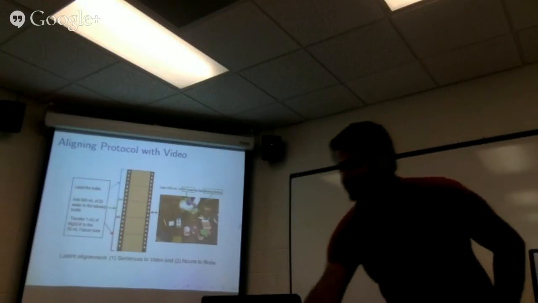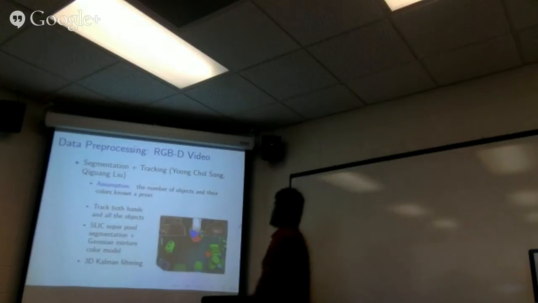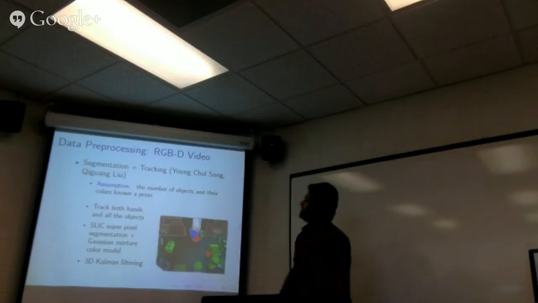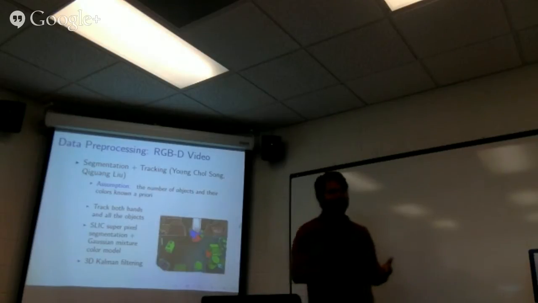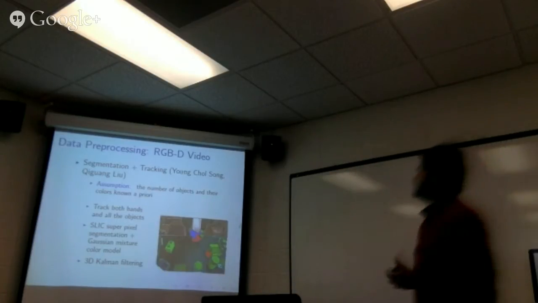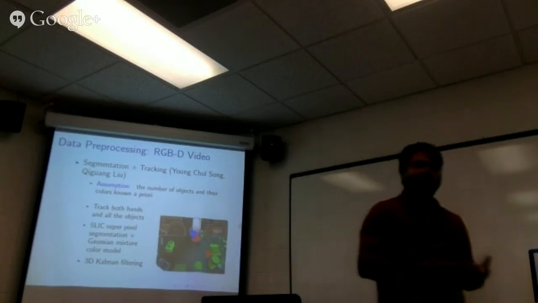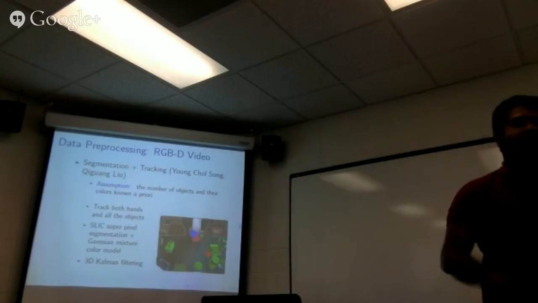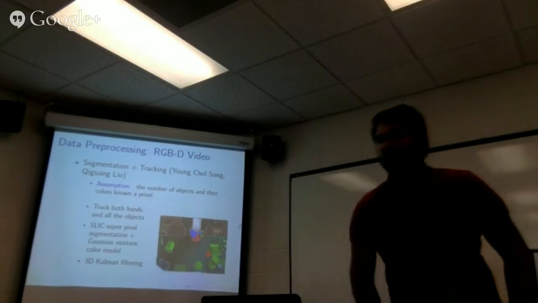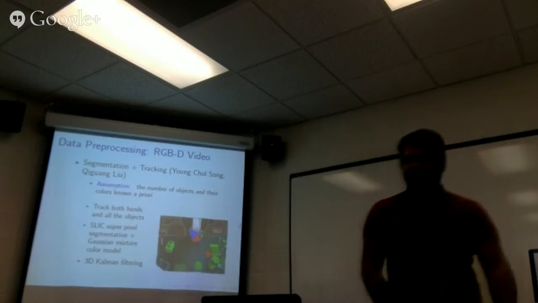For that, we start with our data pre-processing. This work has been done by Yang and Chigwang on the computer vision side. We want to track each of the different objects in the video, and we want to track both the hands of the person who is doing the experiment. One strong assumption is that we know the number of objects in the video a priori, and we know their colors. We can get rid of that assumption, but that makes the vision processing a lot more complicated and the accuracy goes down. So this is a simplification, because our main focus is on the alignment, not on the computer vision side.